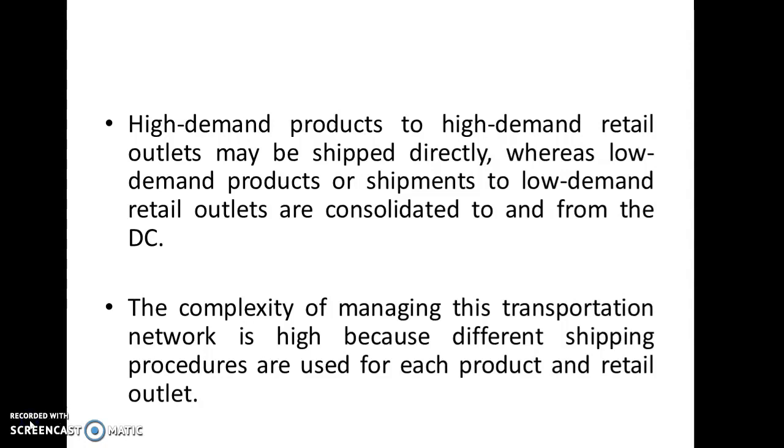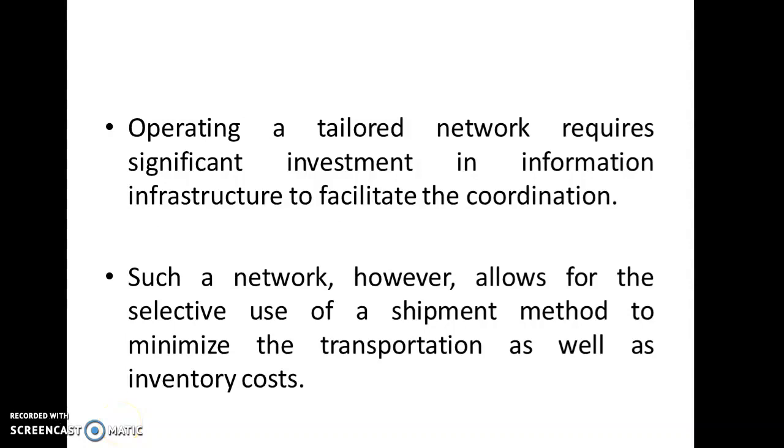The complexity of managing this transportation network is high because different shipping procedures are used for each product and retail outlet. The complexity is high because the shipping procedures are different for each transportation method and also for each product. Operating a tailored network requires significant investment in information infrastructure to facilitate the coordination. As we apply different methods of transportation for each product and also for retail outlets, we need to invest a lot in information infrastructure to achieve the coordination in this method. Such a network, however, allows for selective use of a shipment method to minimize the transportation cost as well as the inventory cost.